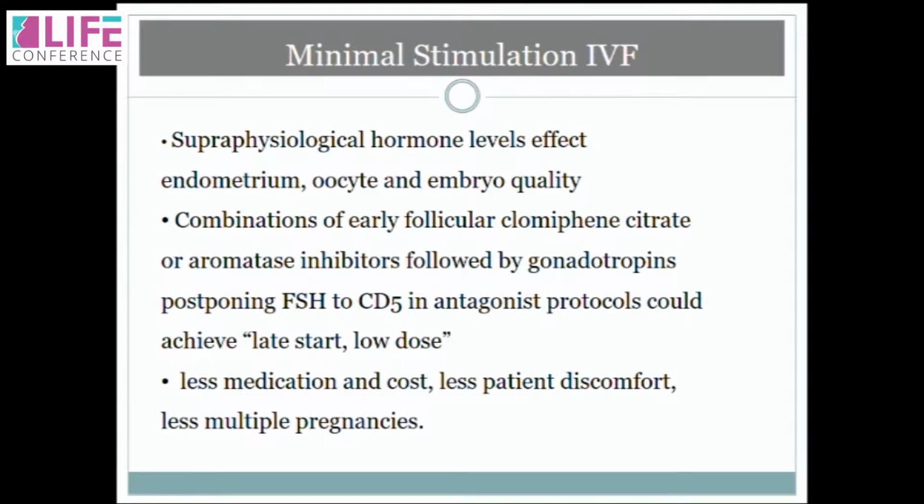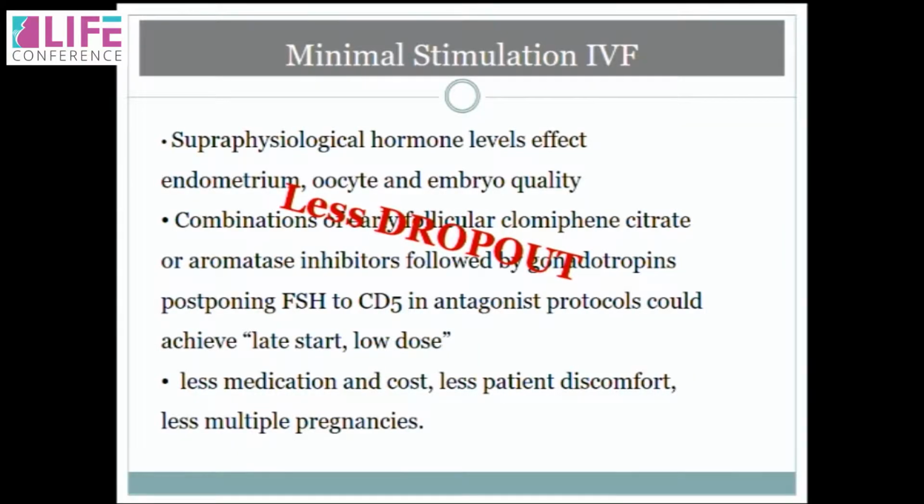The rationale behind this stimulation is that supraphysiological hormone levels do affect the endometrium, the oocyte, and embryo quality. And the combination of early follicular clomiphene citrate or aromatase inhibitor, followed by the gonadotropins, may help us to postpone the FSH start to cycle day 5 or even a bit later in antagonist protocols, and that could achieve a late start with a lower dosage. We know that less medication and cost, less patient discomfort, and maybe fewer multiple pregnancies will help us lower the dropout that some of us have from our programs.